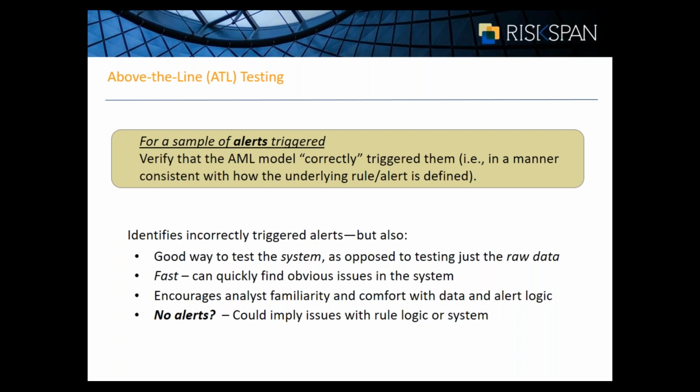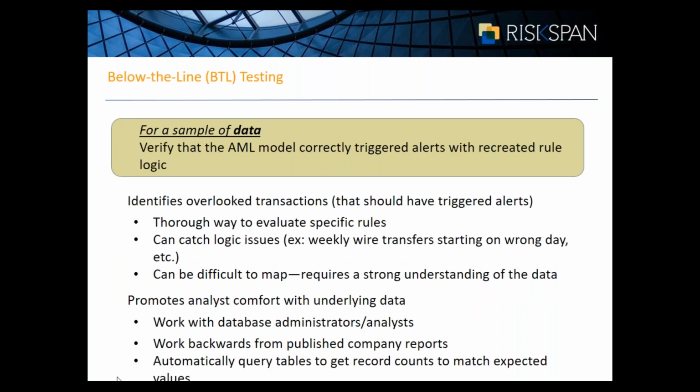So the next test that we do is called below-the-line testing, and this is a lot more comprehensive. And what this is doing is, as opposed to looking at a sample of alerts, we're sampling data, so maybe the past month or 2 months of transactions, and recreating the actual alert logic in the data, and to ensure that all the alerts are being triggered. So this is really the ultimate way to evaluate the model, because it's thorough and evaluates specific rules, since you're actually recreating them. It can also catch logic issues.